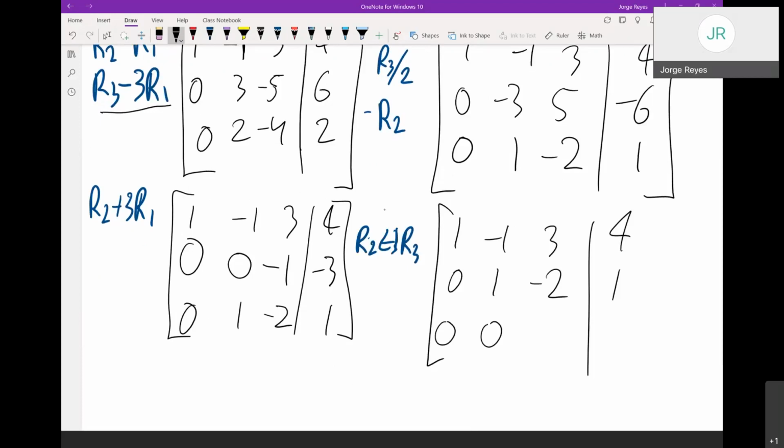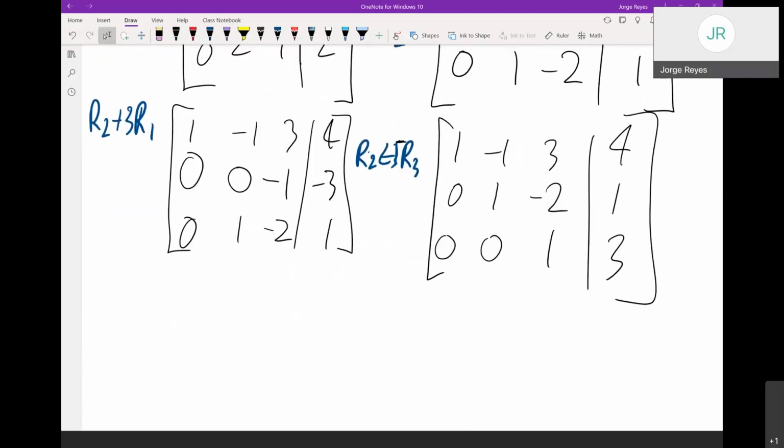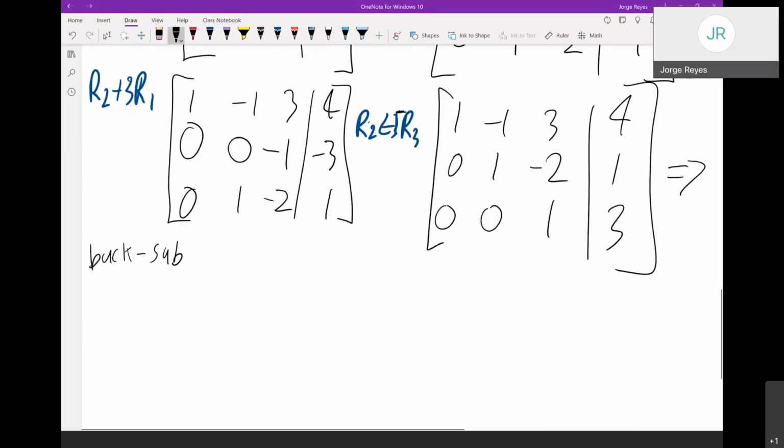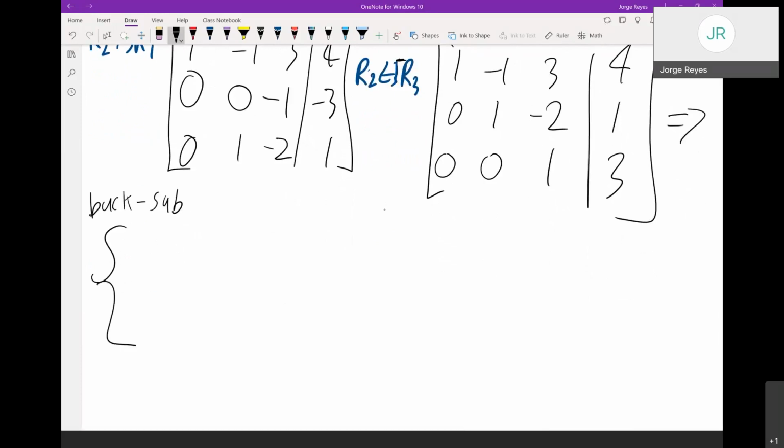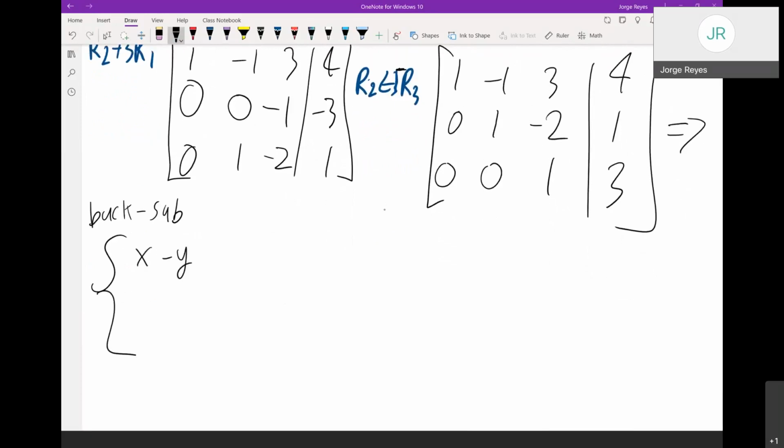I'm also going to just negate it, really quickly. So 1, 3. All right. So why am I kind of done? Because now I'm going to switch back into a system, and look at what happens. If I translate this back into a system, I'm going to get x minus y plus 3z equals 4. I'm going to get y minus 2z equals 1, and I'm going to get z equals 3.